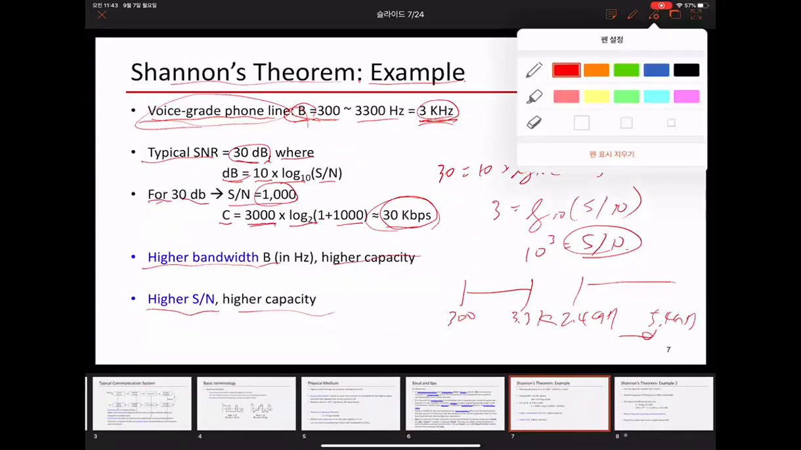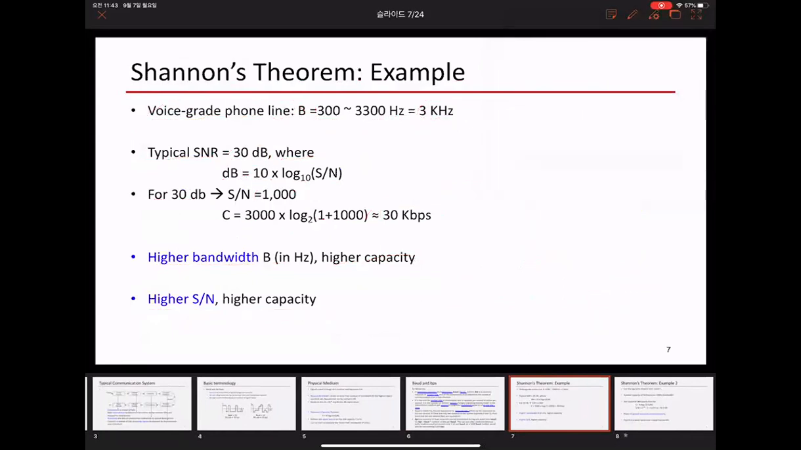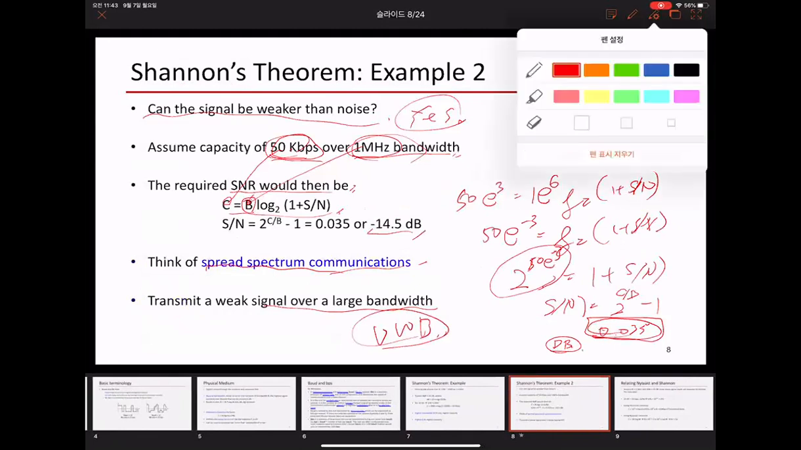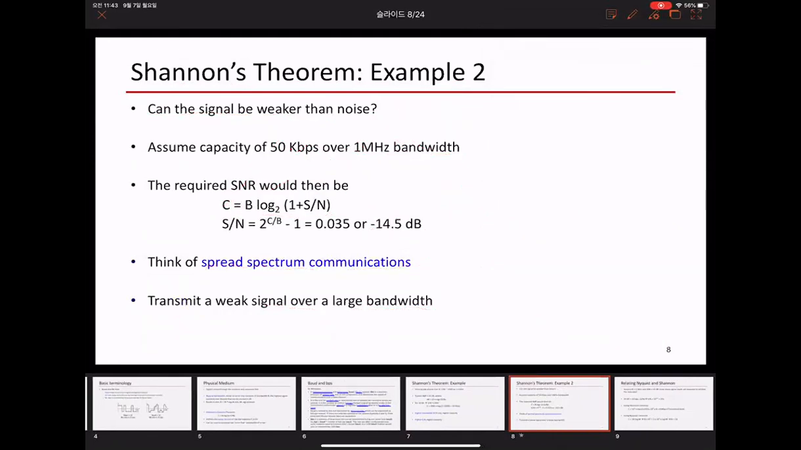And we did one example with Shannon's capacity, how we calculate it in a given bandwidth. And SNR is 30 dB. Then from here, I can say, oh, this is the upper-level BPS, the upper-level capacity. So higher bandwidth gives you higher capacity, higher SNR gives you higher capacity. So we also talked about Shannon's example, Shannon's theorem.